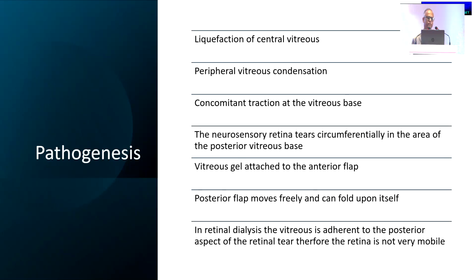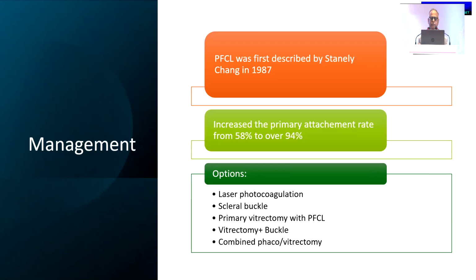Pathogenesis is liquefaction of the central vitreous and peripheral vitreous condensation, which causes concomitant traction at the vitreous base, and the neurosensory retina tears circumferentially in the area of the posterior vitreous base. Management became much better after the invention of PFCL, first described by Stanley Chang in 1987, which increased the primary attachment rate from 58% to 94%.